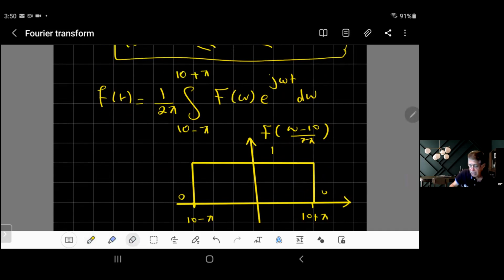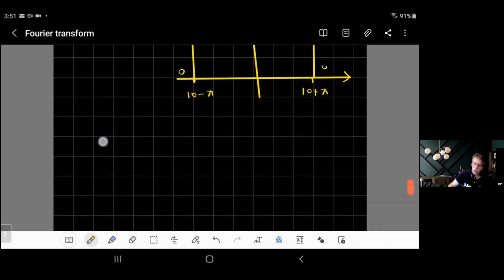The magnitude is equal to 1. It can have another amplitude, it's okay. Just put the number here, but it is equal to 1. And now we have to find the integration of this formula. So when you do the integration, that's what you got.